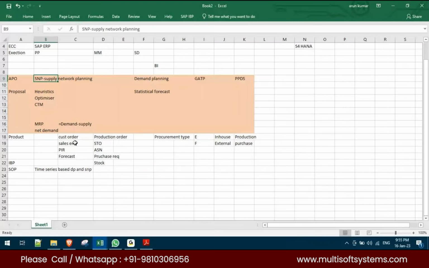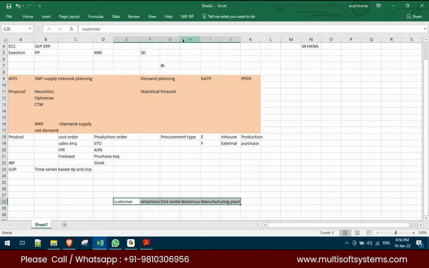So heuristics is an infinite planning. It thinks that whatever the customer demand, the net demand, is there, I will try to manufacture or purchase from outside and provide. Here there is a concept called supply network. Supply network is nothing but, let's say I have a customer, I have a retail store, I have a distribution center, I have a warehouse. Let's say this is my simple network.